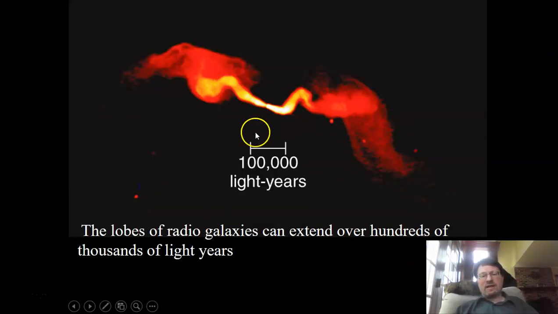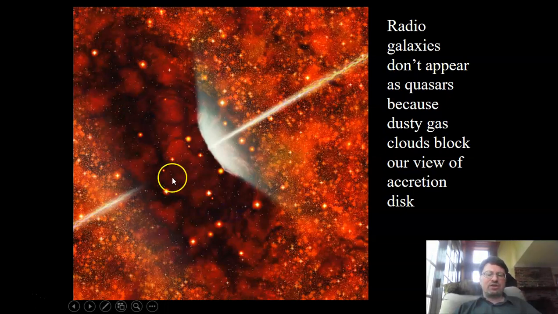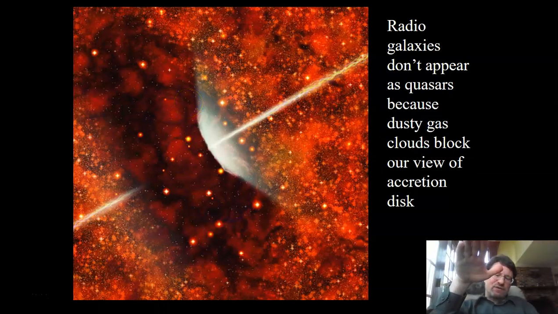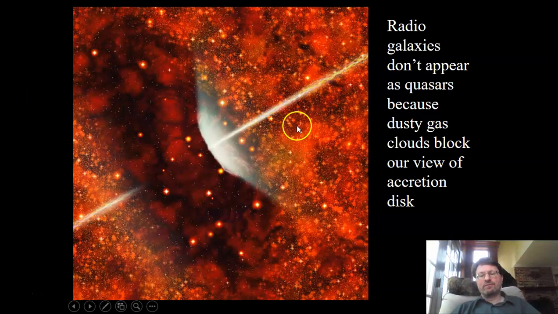Here's another radio galaxy. Our view of the center is largely obscured by dust, but the lobes shoot out beyond that. Notice that this is 100,000 light years across. So these are gigantic lobes that we're talking about. Remember, the Milky Way galaxy is about 100,000 light years in diameter. So these lobes are as big as or bigger than galaxies themselves. And this is an artist's rendition of what I was mentioning about how these dusty gas clouds are obscuring our view. These radio galaxies might be called quasars if they had been oriented at a different direction and that dust was not obscuring our view.